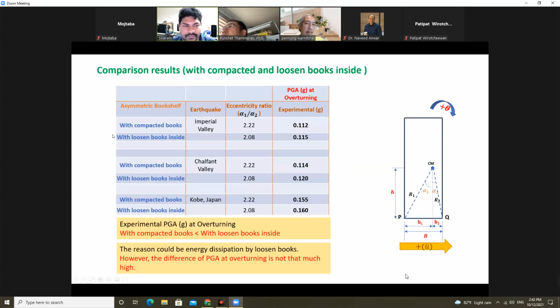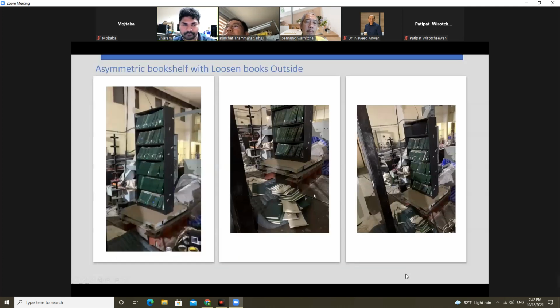When comparing the results, the experimental peak ground acceleration at overturning is higher with loosened books inside than with compacted books inside. It's like the loosened books have a positive effect compared to the compacted books because of the energy dissipation. The difference is not that much, but there is still a little bit of positive effect when we loosen the books inside.